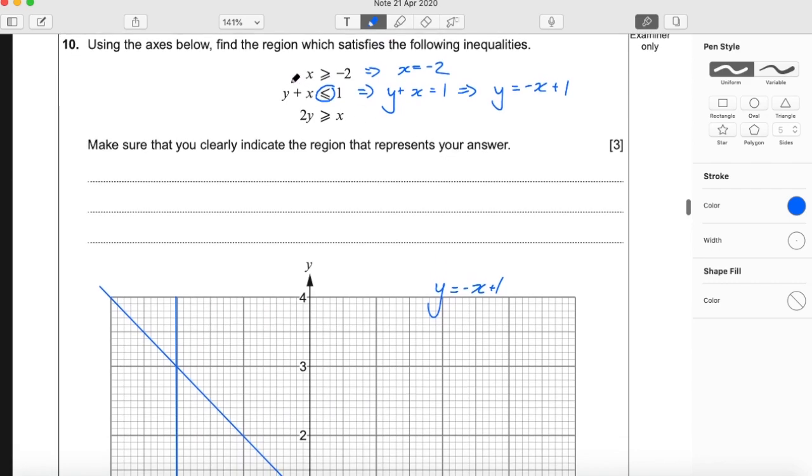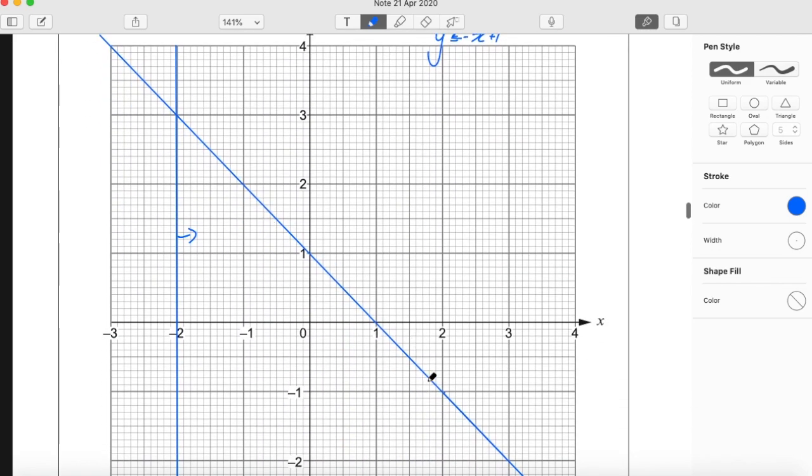And now we'll put the inequality back in. So y is less than or equal to the line. So y is this side of the line, because our y values are going to be less than or equal to the line minus x plus 1.